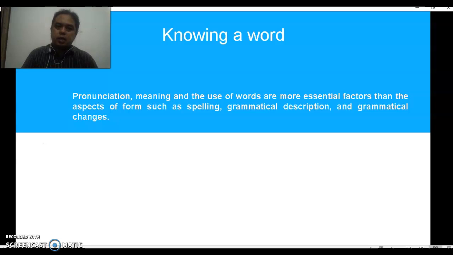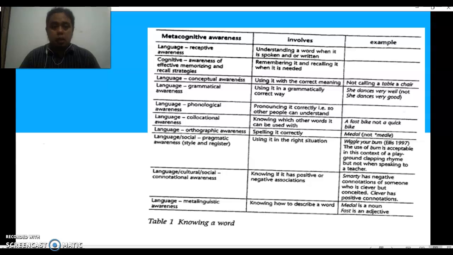Okay, the next phase is knowing a word. As a teacher, we have to be reminded that pronunciation, meaning, and the use of words are more essential factors than the aspects of spelling, grammatical descriptions, and grammatical changes. This table is the examples about knowing a word. It involves metacognitive awareness, what it involves, and the example.